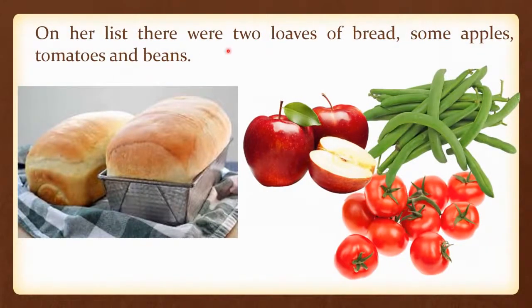On her list, there were 2 loaves of bread, some apples, tomatoes, and beans. So students, on the list which mother had written last Saturday, she had written 2 loaves of bread, some apples and beans and also tomatoes. So these 4 things she had written in her shopping list that she wanted to buy.